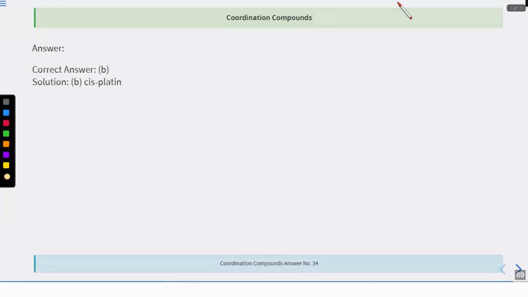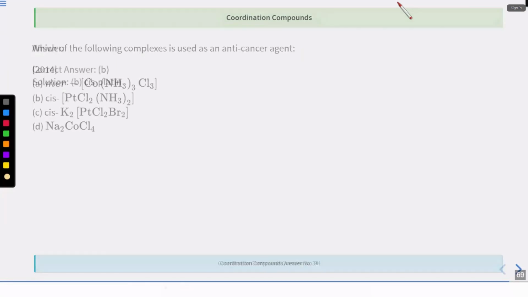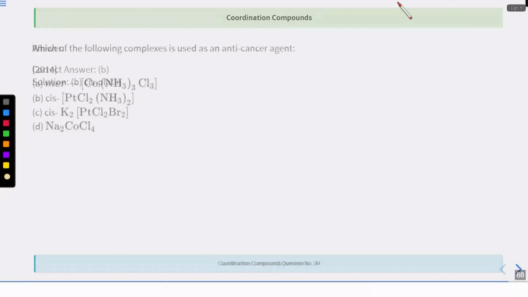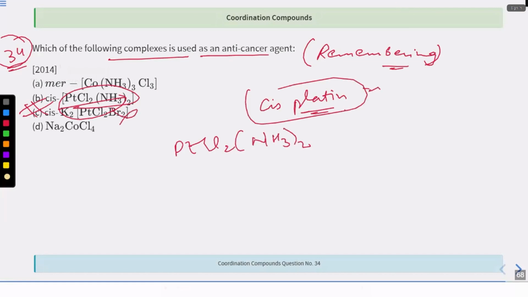So the anti-cancer agent is cisplatin. Okay, so directly from NCERT. Cool. Cisplatin is the right option, so option number B. Cisplatin's formula is this: PtCl2(NH3)2, not bromine. So cisplatin acts as an anti-cancer agent.